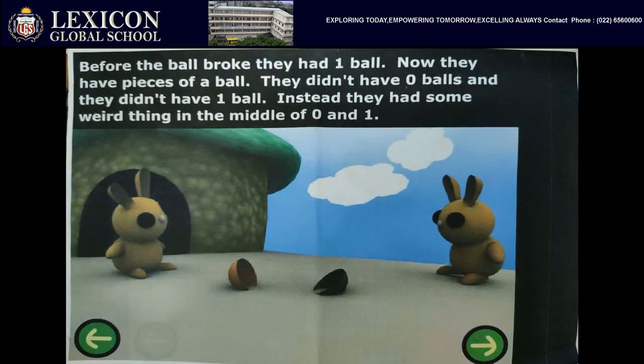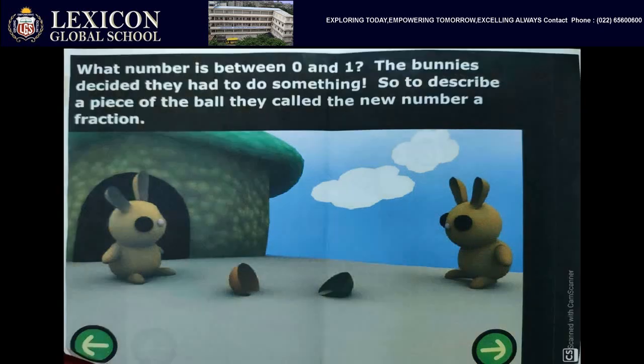Before the ball broke, they had one ball. Now they have pieces of a ball. They didn't have 0 balls and they didn't have 1 ball. Instead, they had some weird thing in the middle of 0 and 1. What number is between 0 and 1?